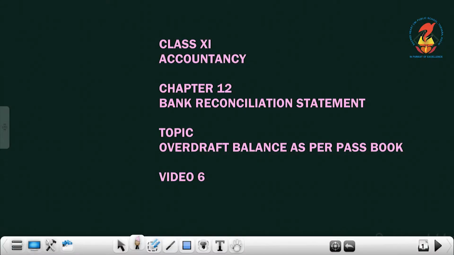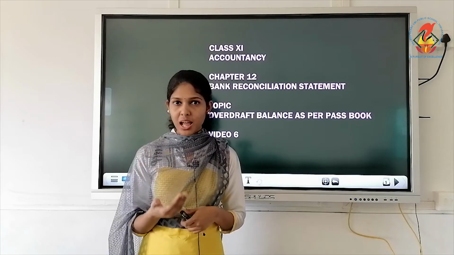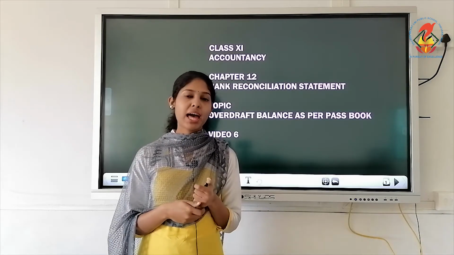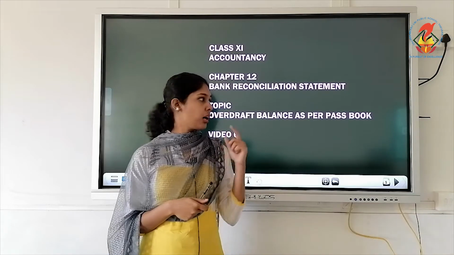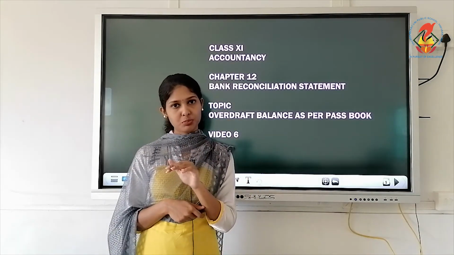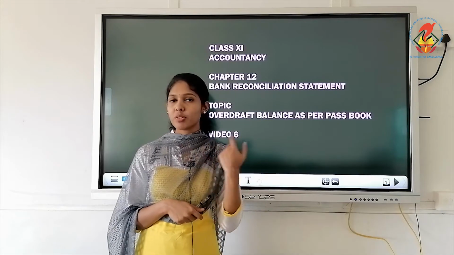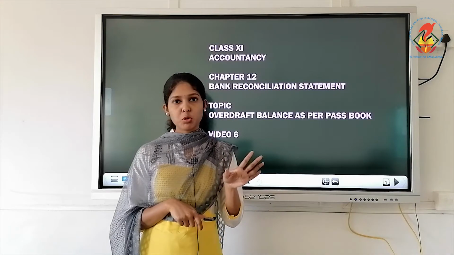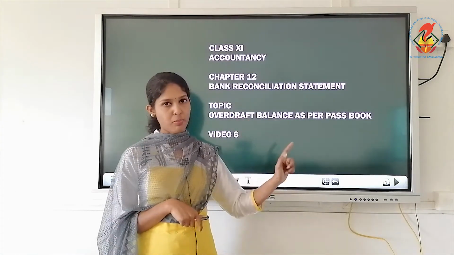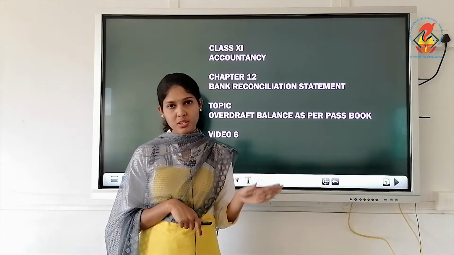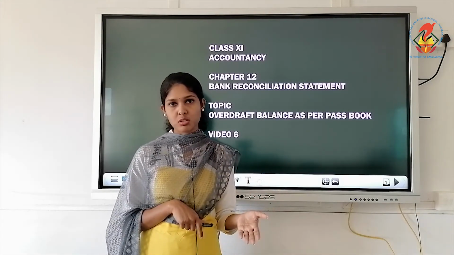We are continuing the chapter, moving on to the last portion of this chapter, that is overdraft balance as per passbook, and you will have to think from cash book point of view. Just the reverse of what we did under section 3. So think from cash book point of view, since it is overdraft balance. If it is just balance as per passbook, you have to do it as a normal passbook question.